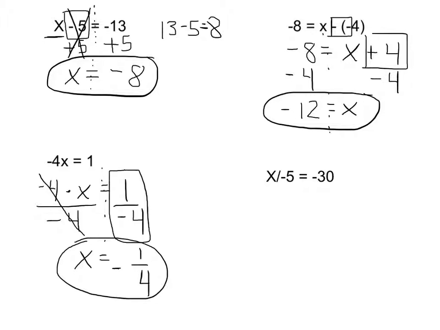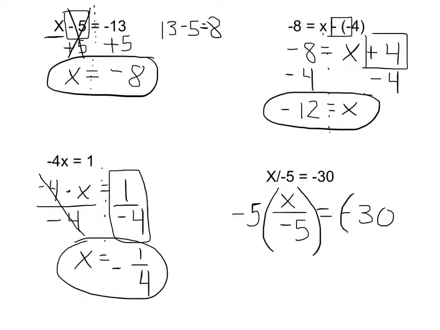Now over here, I have x divided by negative 5. And this is number 7 in your packet. Well, if I'm taking a number and I'm dividing by something, the inverse of that would be multiplication. So I'm going to multiply this entire side by negative 5. Which means I'm going to multiply this entire side by negative 5. Because you have to do what you do one side, you have to do to the other.